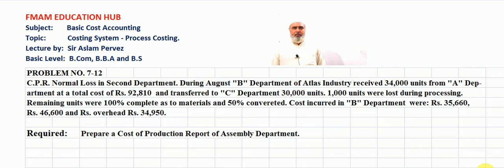Students, today we are going to learn basic cost accounting, in which the topic is process costing, and its other name is cost of production report. Dear students, let's move to its 12th problem: normal loss in second department.